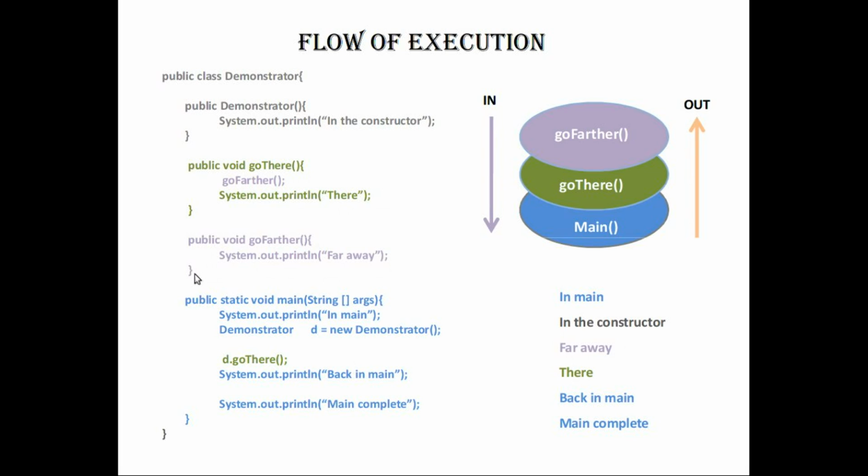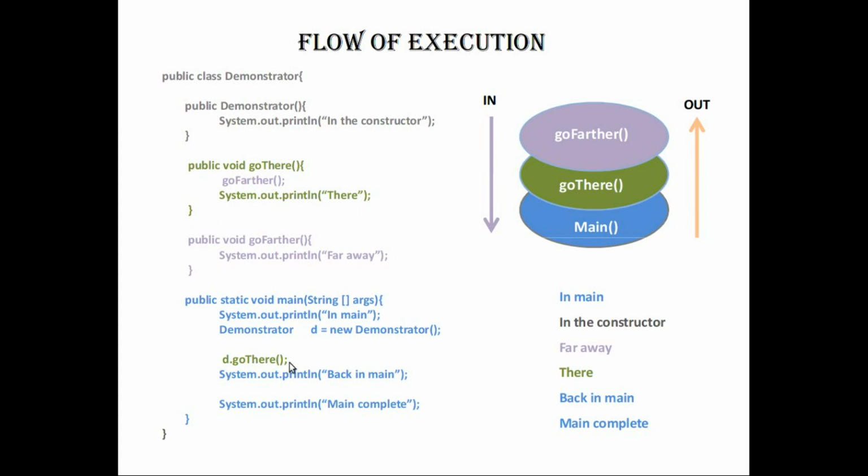After it meets the closing curly brace, this method finishes, and then it returns control back to the caller, which was goThere. goThere now continues execution from there sequentially, and it now hits this line, System.out.println, and it prints "there" on the console. After that, it continues sequentially until it hits this closing curly brace, and that is the end of goThere. And since goThere is finished, it now returns control back to main, which called it initially.